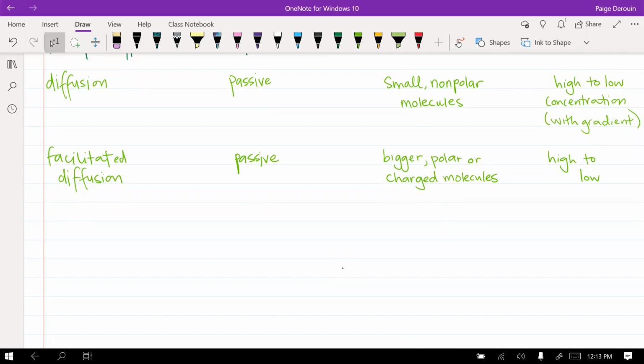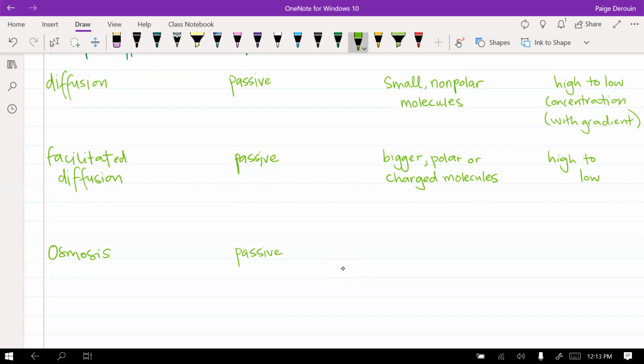The next one is osmosis. Osmosis is what your lab focuses on. So, active or passive? No guesses? Both? Well, either? It could be, but to keep things simple, we're gonna say passive. Active osmosis is possible, but we're gonna loop that under active transport.